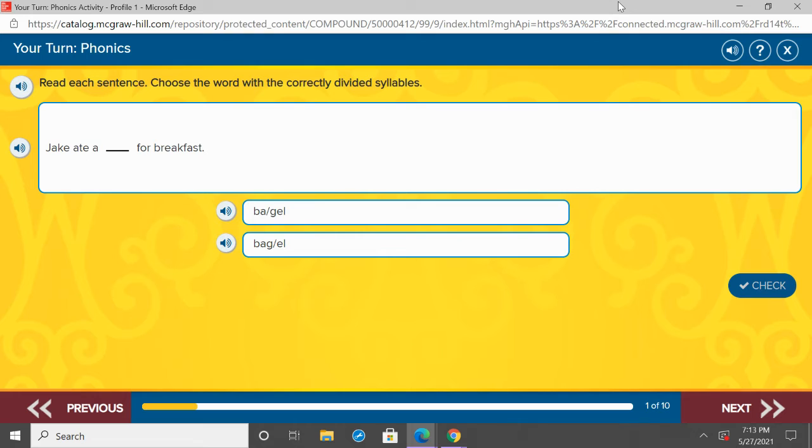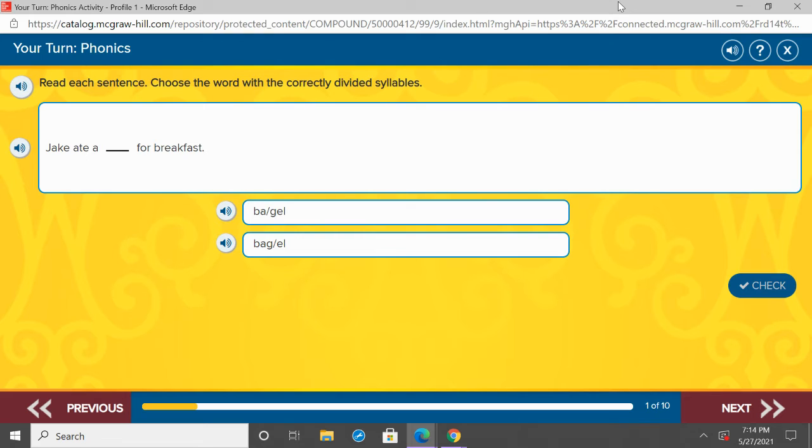So it says, read each sentence, choose the word with the correctly divided syllables. So we're focusing on the word and the syllables. The sentence says, Jake ate a blank for breakfast. And the word that we're practicing is bagel. It has that ending sound, that ul sound that we were just doing with circle, tunnel. Jake ate a bagel for breakfast.